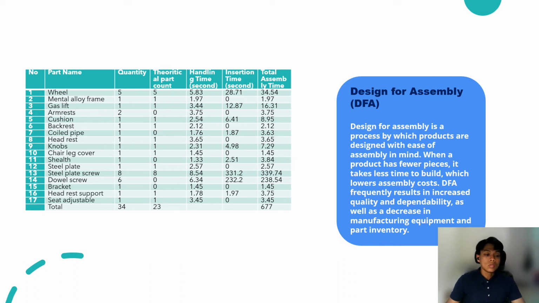Before redesigning the product, we analyze the existing design and record the assembly time of the chair to compare it with the redesigned product of the chair. From that, we can know how many parts or how much time is reduced to make it suitable for the DFMA method.